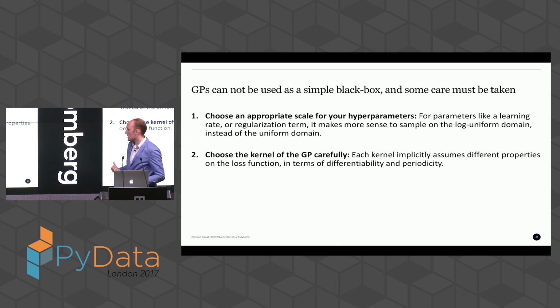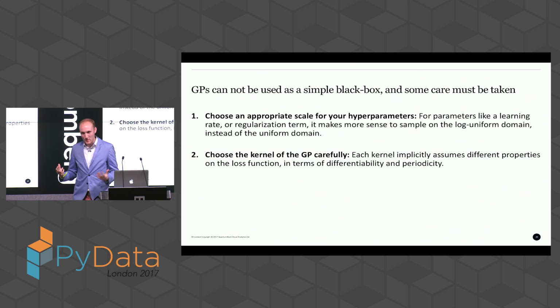And then the other thing is, the Gaussian process itself has a hyperparameter, the kernel. The behavior of this algorithm is very, very dependent on the kernel of your Gaussian process. Different kernels assume different things. Some kernels assume things around differentiability of your performance function, or periodicity of your performance function. So this is still something you need to think about.